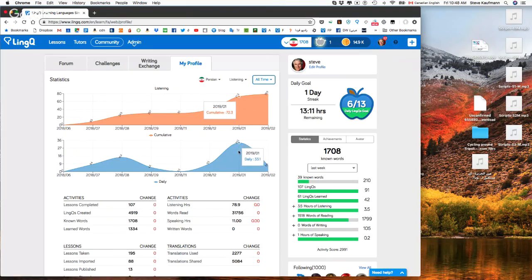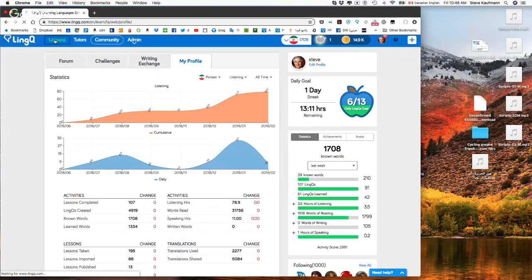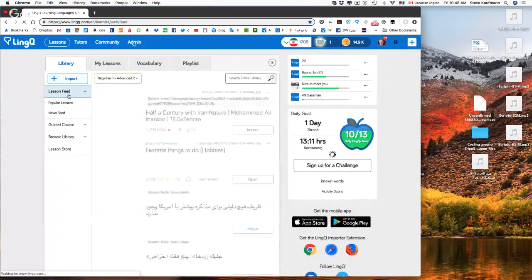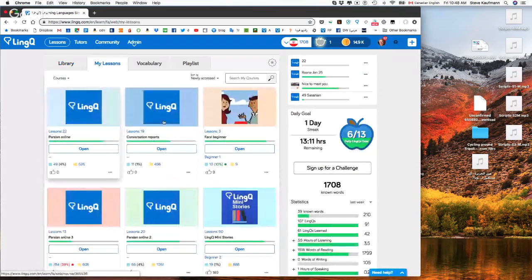Any of these activities, listening, reading, links created, words read, they're all going to show the same. But it's useful, I think, to have the statistic, because often we forget, when did we start? When did we spend time on the language? When did we stop studying the language? Now, if I then go to my lessons, and in fact, let's go to here. And if I look at my conversation reports, I have had 19 conversations in Persian.